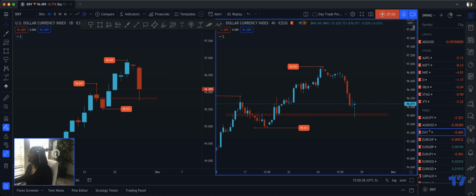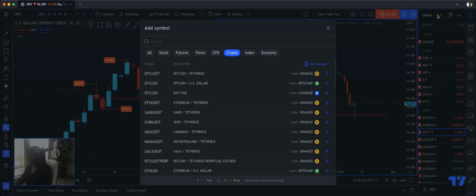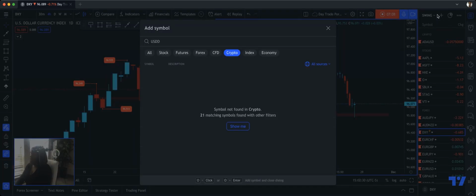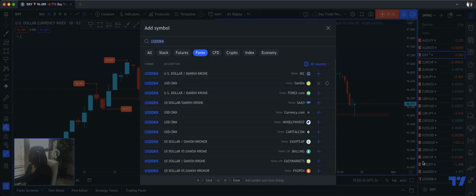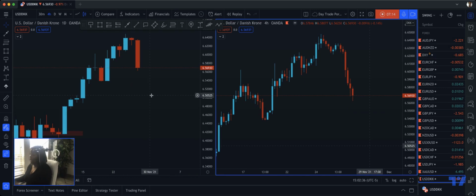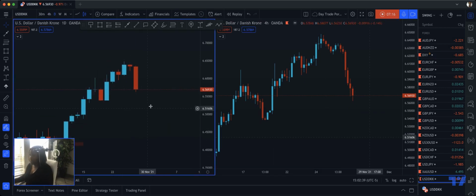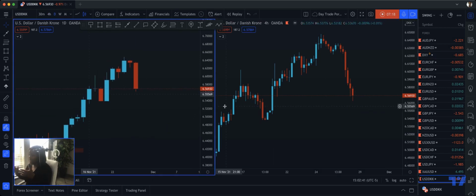Now, let's go ahead and let's find USDDKK. So let's see what she's doing. Okay, so now we're going to do some analysis here. So remember, I told you guys that USDDKK is 2 constants in there. So USDDKK follows the dollar index.